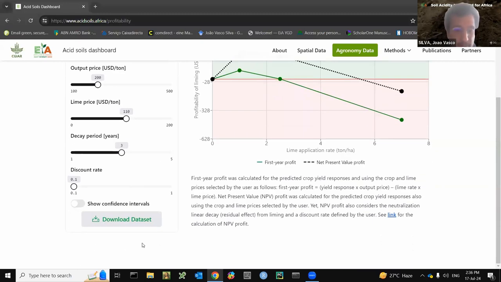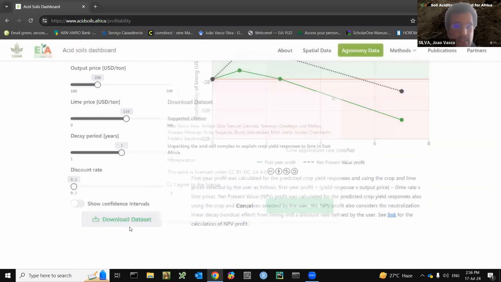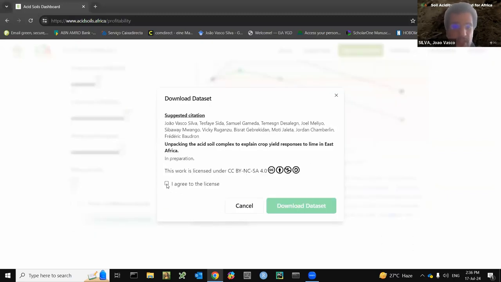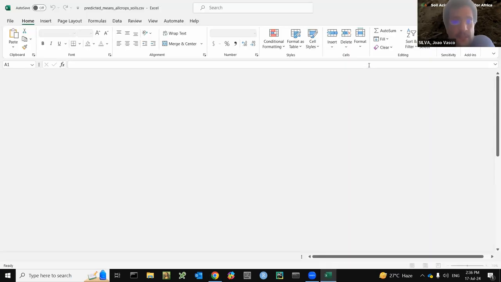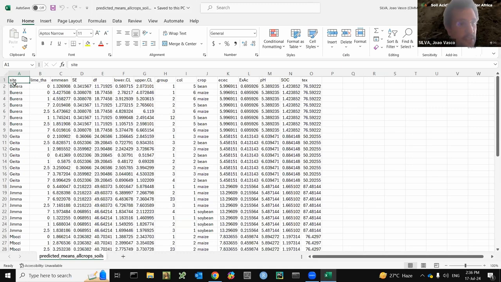Just to mention, very briefly, lastly, you can download this data. That's under a Creative Commons license. You can agree to it and download it. And that's essentially, in this table, provides you per site, per lime rate, and per crop, the estimated yield response that you can actually expect. So basically the averages and some measure of soil properties that you can expect for each of these sites. We are still refining these, but you see the flavor, and you see which kind of information will be made available as a first direct outcome.